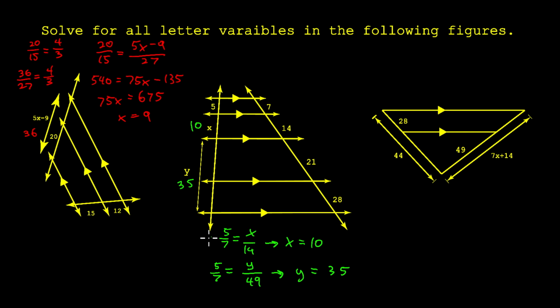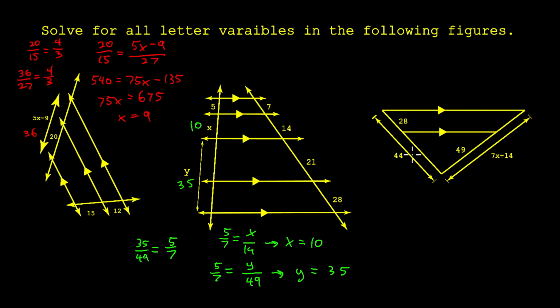Now as a check, let's make sure we have the same proportion. So we have 35 over 49. So 35 over 49, dividing each by 7 gives us 5 over 7. And we have our check. The proportion of this length to this length here is 5 over 7. The proportion of this segment to this segment is also 5 over 7. And that matches our original 5 over 7.